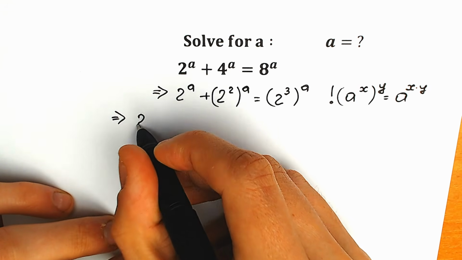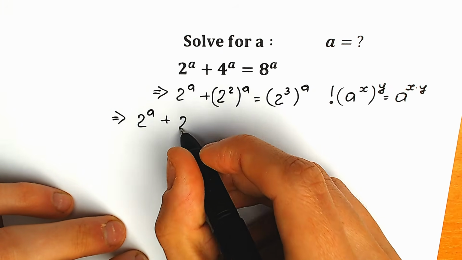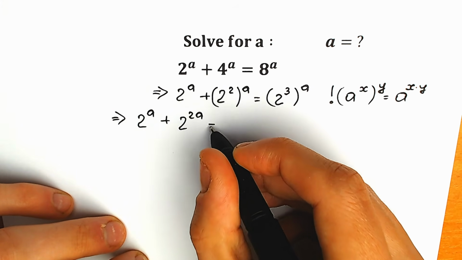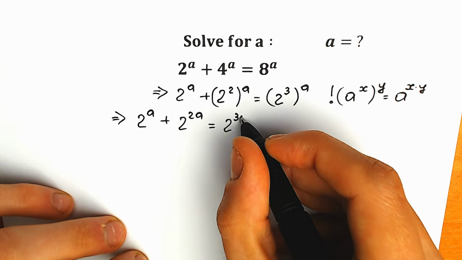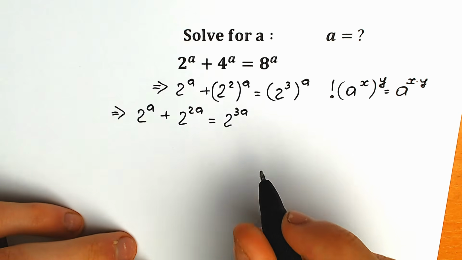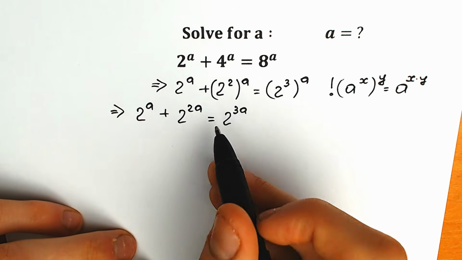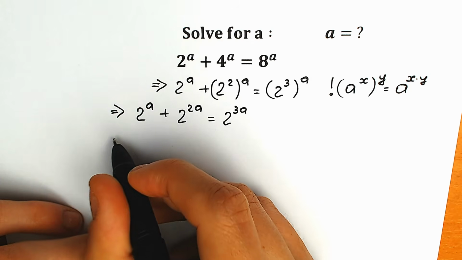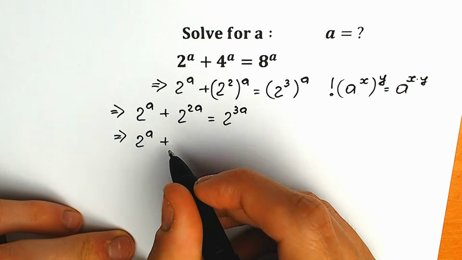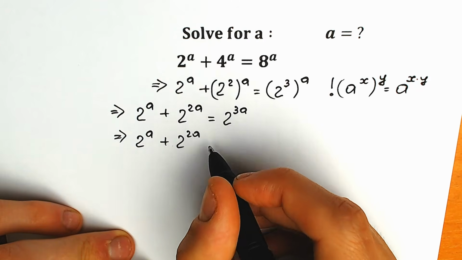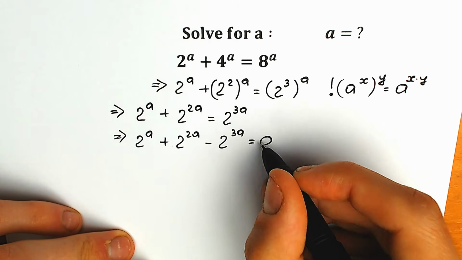So we have 2 to the a plus 2 to the power 2a, and equal to 2 to the power 3a. Really great. So what we're going to do next, every time we have this type of equation, so we have something on the left side, on the right side, my quick recommendation, just write everything on the left side. So that's why we write 2 to the a plus 2 to the power 2a and minus this 2 to the power 3a and equal to 0.